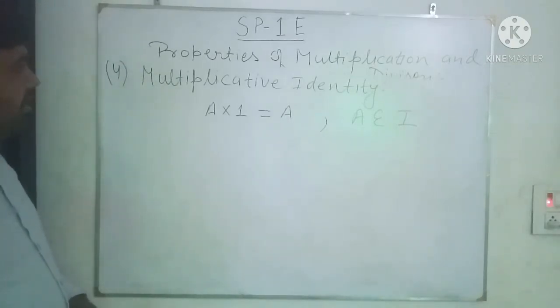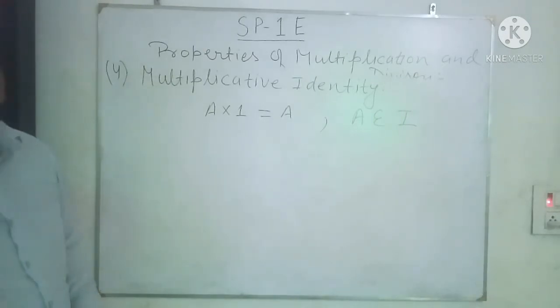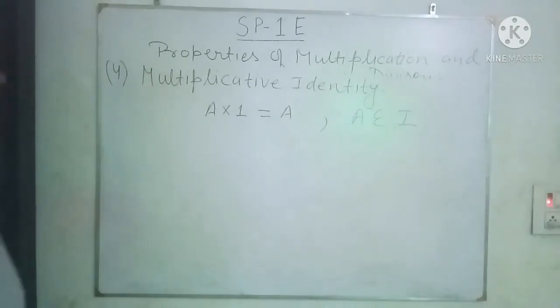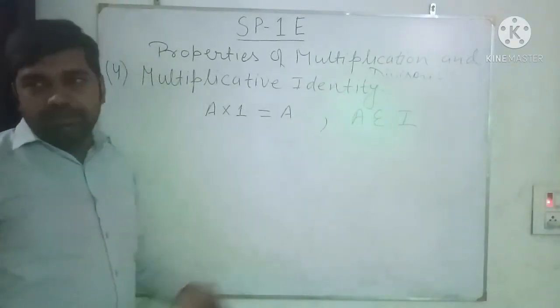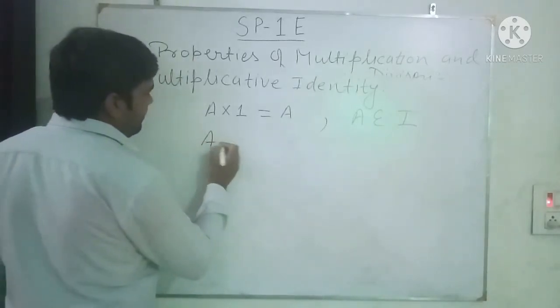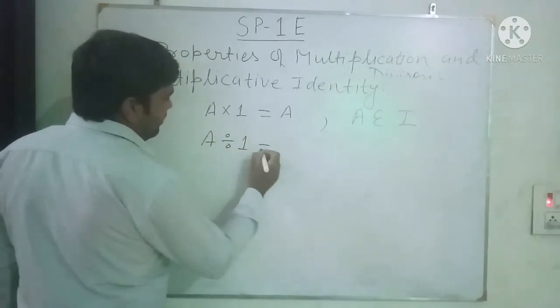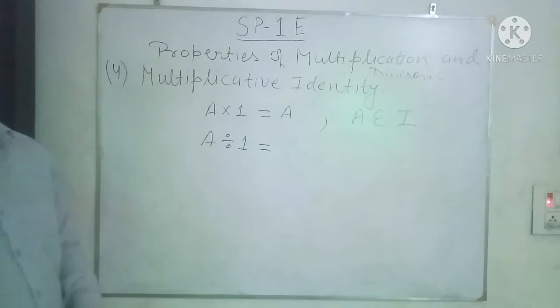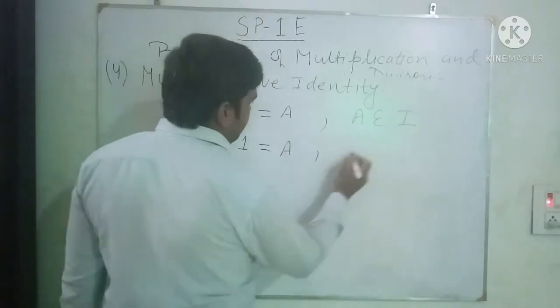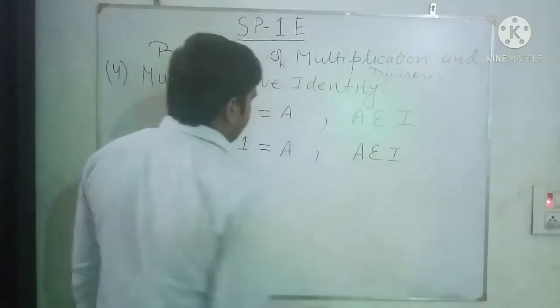Similarly, if you divide any integer by 1, you will get the same integer. A divided by 1: when you divide a by 1, you will get a only. Here also a belongs to the integers.